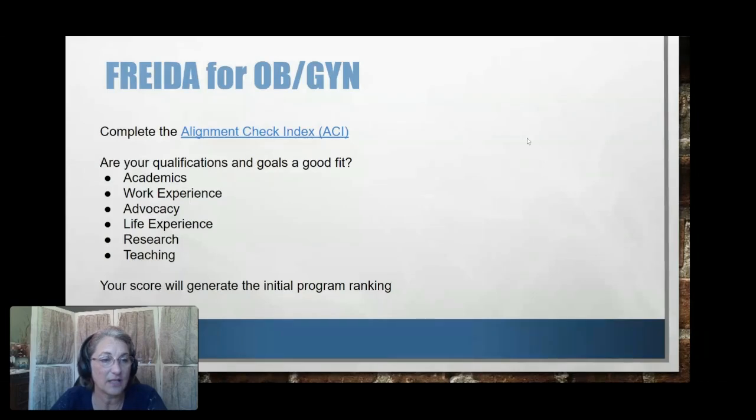So your Alignment Check Index is going to ask you questions about your academics, work experience, all these things, and then it'll generate a score which will give you an initial program ranking. Okay, so this is what it looks like here. You have to make your own account, and then you just go through and figure it out.